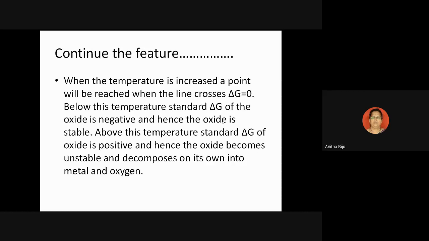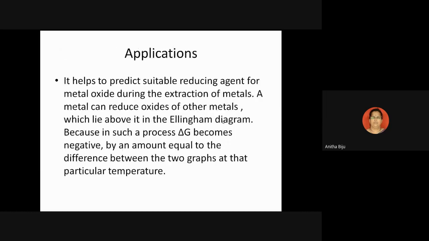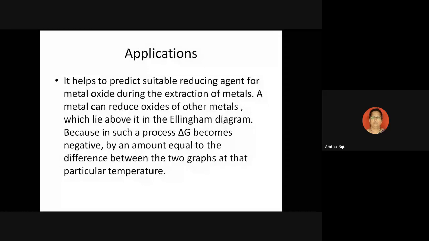Then next point is application of the Ellingham diagram. What are the applications? First of all, very important, it helps to predict a suitable reducing agent for a metal oxide during the extraction of metal. That's why we are discussing this Ellingham diagram in this chapter. Okay, this is the important point. It helps to predict a suitable reducing agent.